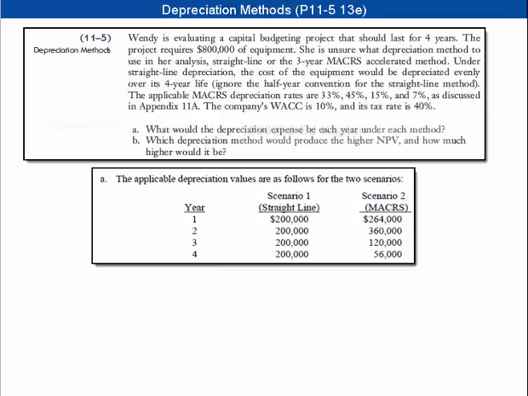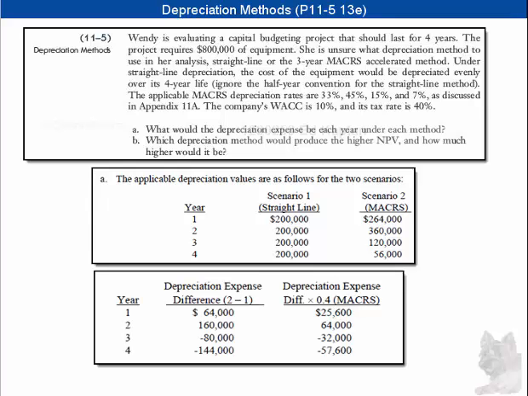Next, it says on Part B, which depreciation method would produce the higher NPV, and how much higher would it be? Okay, and now you see the start of the answer to Part B on the bottom portion of the screen. First, we calculate the depreciation expense difference, and this is just the difference between scenario 1 and 2. So, as an example, the first year, under Makers we had $264,000, under straight line we had $200,000, so the difference is $64,000. And then we do the same thing for all 4 years.